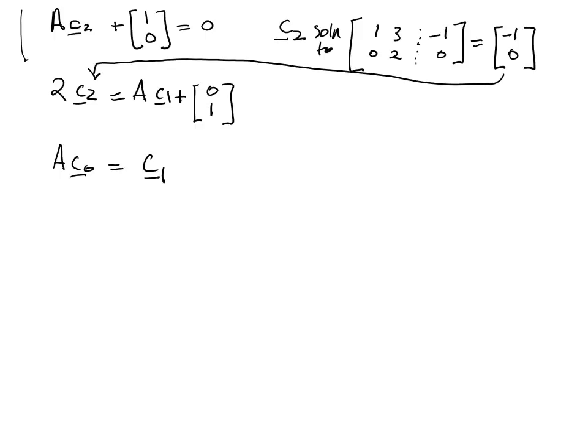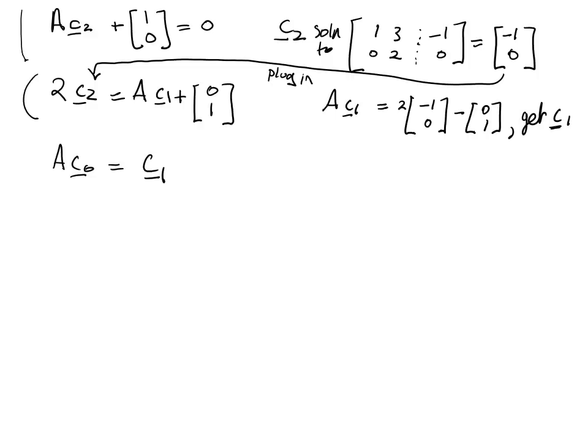So the second equation originally had two unknown vectors, but now I found out what C2 is, right? So now I go to the second equation. The second equation becomes AC1 equals 2C2, but 2C2 is just this vector minus 1, 0, minus 0, 1. And again, that's just a linear system that I can solve. I'm not going to do the row reduction, but I can do this to get C1, right? And once I get C1, I plug this into here.